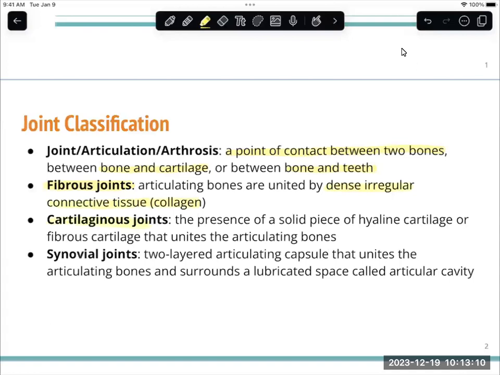We have cartilaginous joints, where we have hyaline cartilage or fibrocartilage that's going to hold or unite these two bones together. We also have synovial joints. These are the most common joints in the body. There's a capsule around that joint that's going to wrap between the two bones that come together. There's a lubricated space, called the articular cavity, and each side of the bone is also lined with hyaline cartilage.